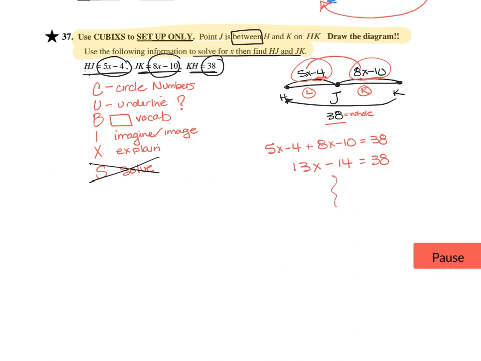Ultimately, if we kept doing our work, we would solve this. So we would find out what x is. And then we would take that and plug it back into our segments. And we would plug our x back into HJ and JK. That would solve the problem. This one is just a setup problem.